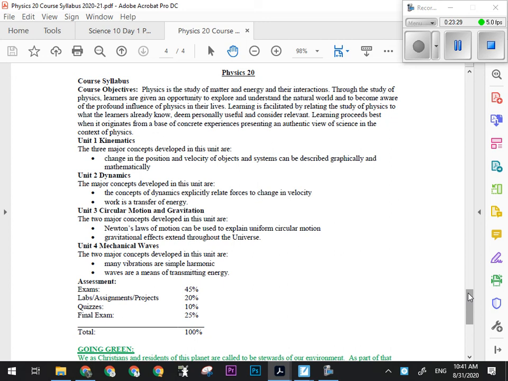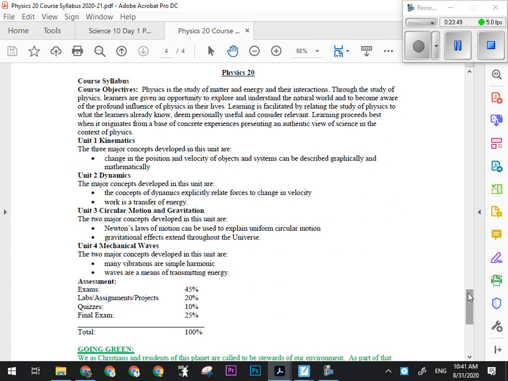And then after that, we have simple harmonic motion and mechanical waves, where we look at things that oscillate, and how waves travel and different types of waves and things like that. And that will take us up until the second week of January, and then you'll have your final exams after that. Okay, so questions on what will be in the course?